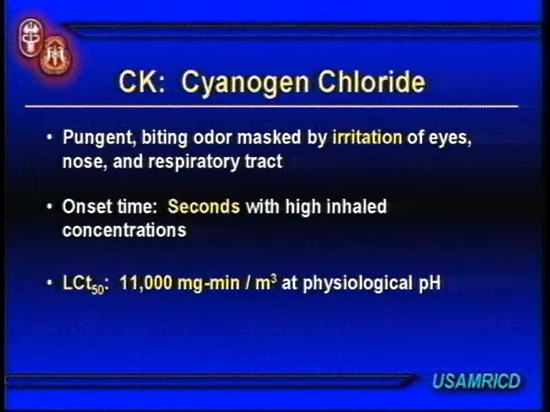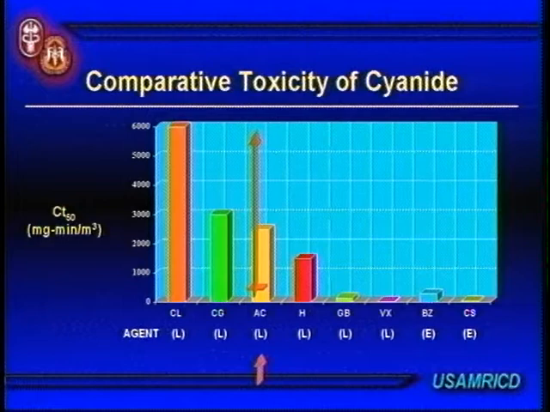Now, you'll notice from this graph, which you've seen before, where I've put agents in their order of introduction into warfare. So we have chlorine at about 6,000 milligram minutes per cubic meter. And we have phosgene, which is about 3,000. And then cyanide with its variability, but let's say that it's 2,500. Which is more potent, cyanide or mustard? Mustard's the next one, which is H. Mustard is more potent than cyanide.